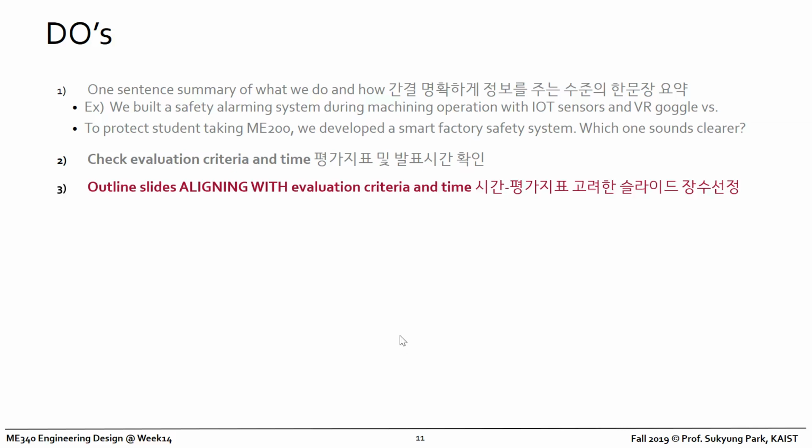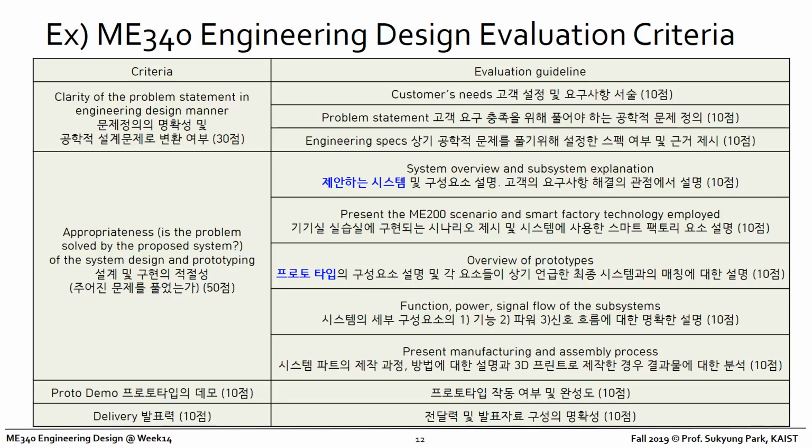So once you figure out the criteria and the time, you actually have a big idea of how many slides you are going to work on. And then the next step is you should outline the slides. Suppose that you have a total of 20 slides to make, and then how can you allocate your 20 slides? That should also be aligned with your evaluation criteria.